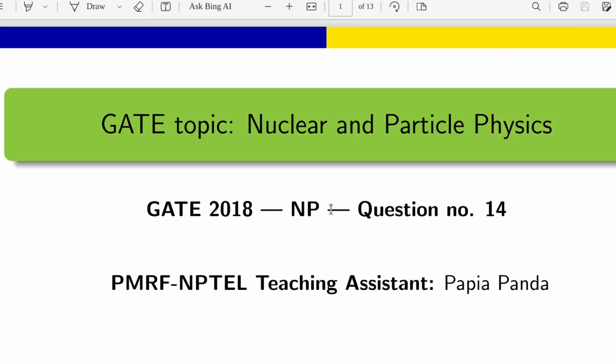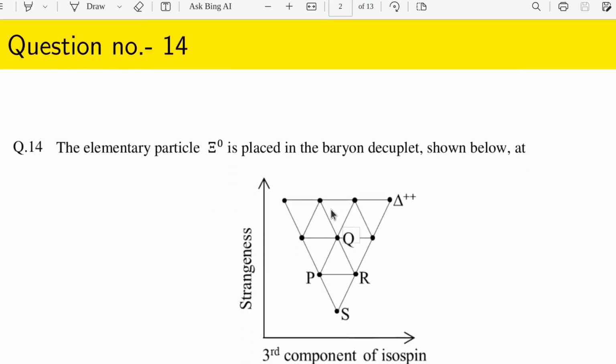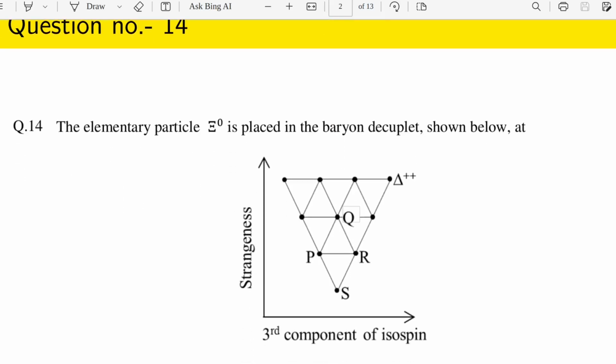This is question number 14 from the 2018 GATE question paper. The question is: the elementary particle Xi0 is placed in a baryon decuplet shown below at PQRS. So they are asking in which position Xi0 is placed.